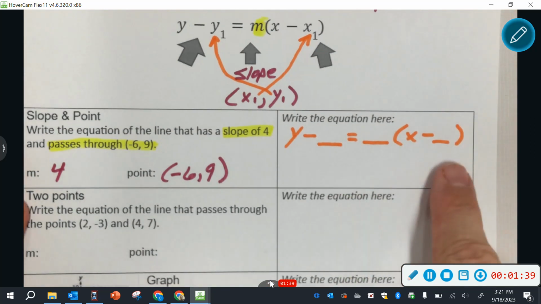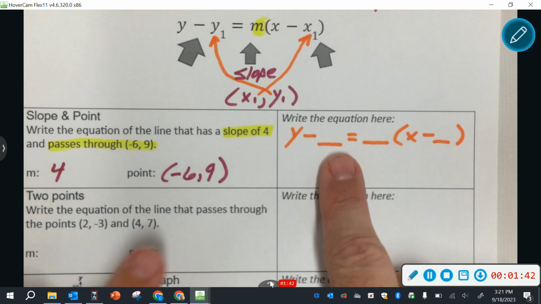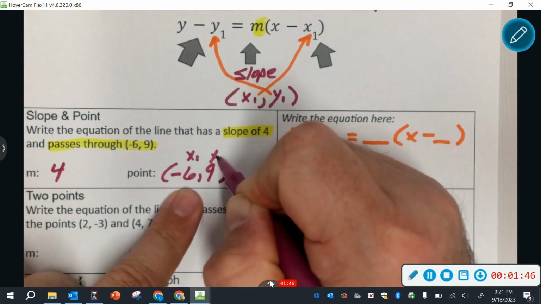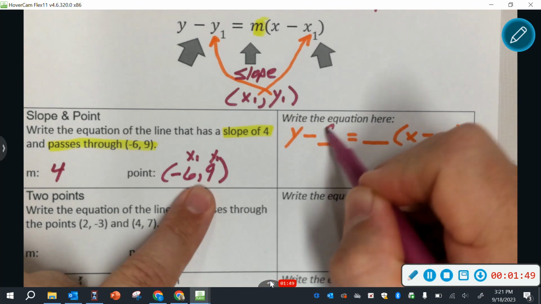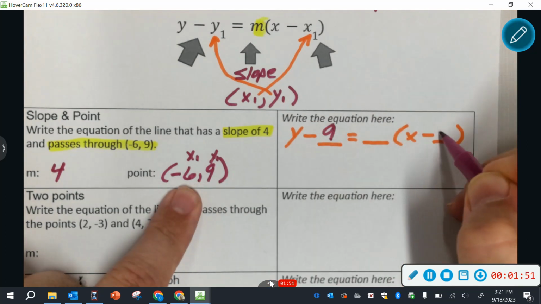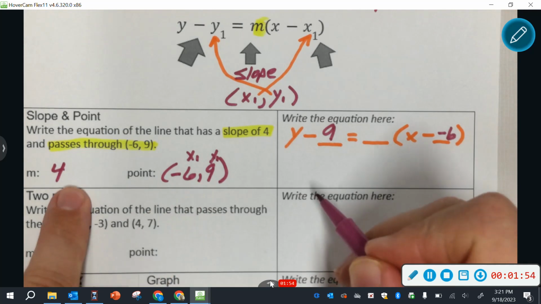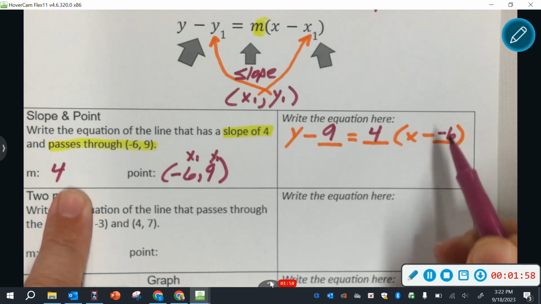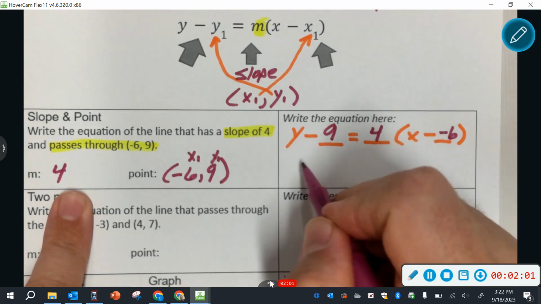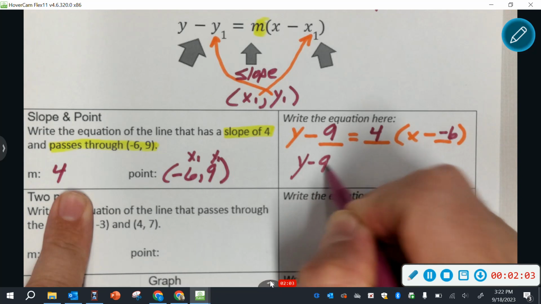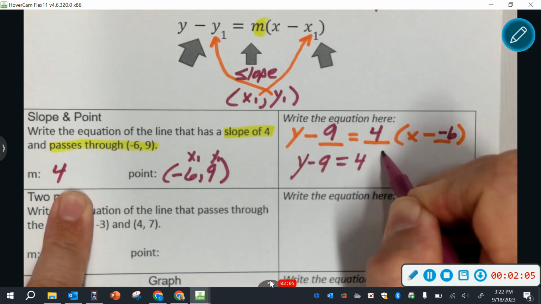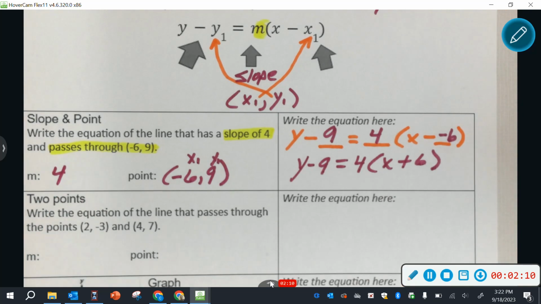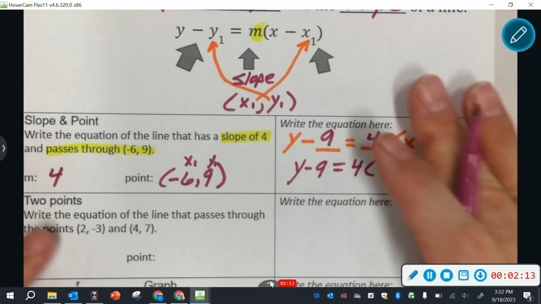Alright, so I have the blank set up for our point slope form. So notice this is x sub 1, this is y sub 1. So y sub 1 is going to go here, x sub 1 is going to go there, and then our slope is 4, it will go here. Notice I have a broken plus sign, so I'm going to change this to y minus 9 is equal to 4 times (x plus 6). Okay, next one.